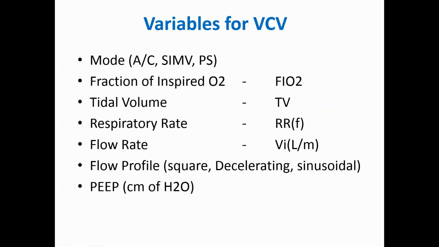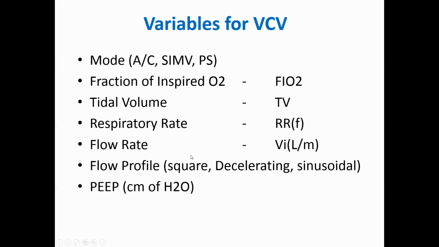On volume controlled ventilation, you can use it as an AC or a SIMV or pressure support. So how do you set it? You give somebody a certain FiO2, you determine what type of volume, you determine the respiratory rate, and you can determine the flow rate, or the majority of the time nowadays, the inspiratory time, so that the flow will be determined based on whatever time you decided.